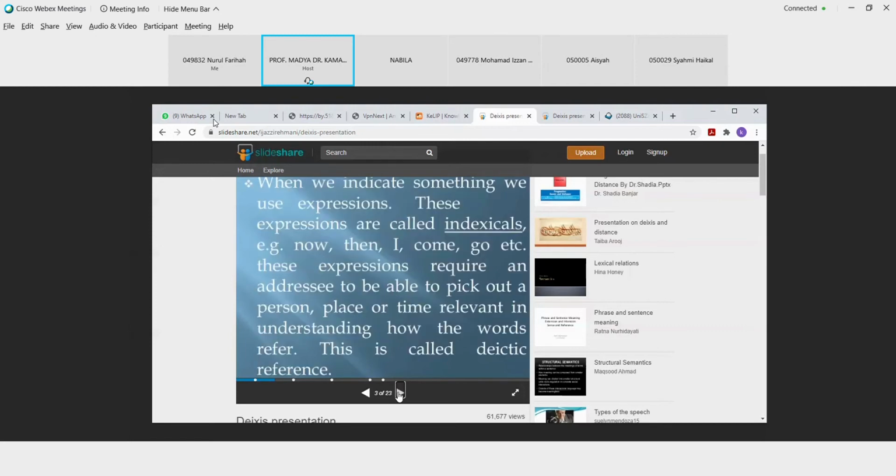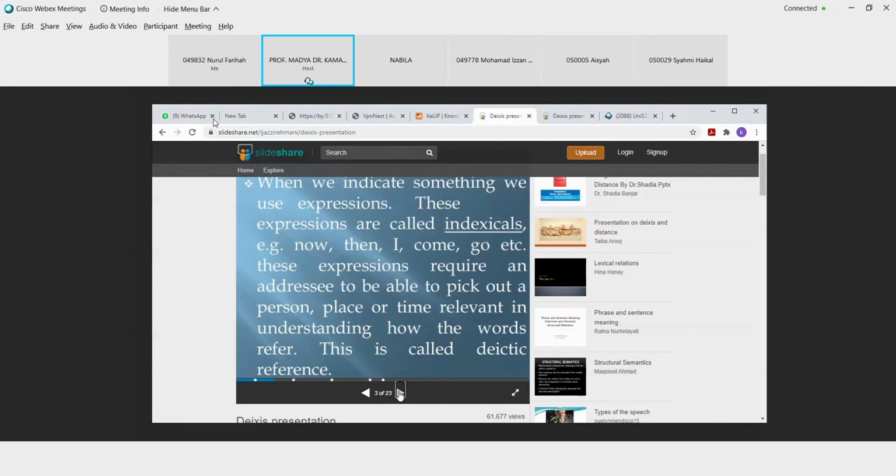The use of pronouns here, and also space and time, are called indexicals. And when we refer to something, for example a person, place, or time, relevant in understanding how the words refer, this is called deictic reference. So these are several things that you will need to know.